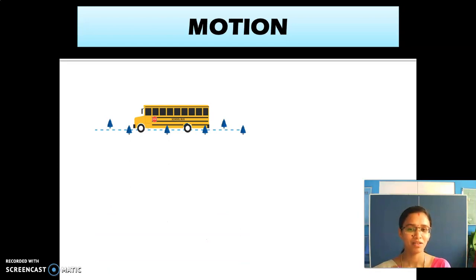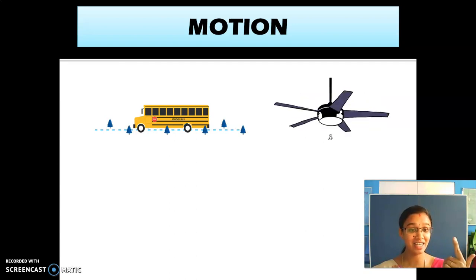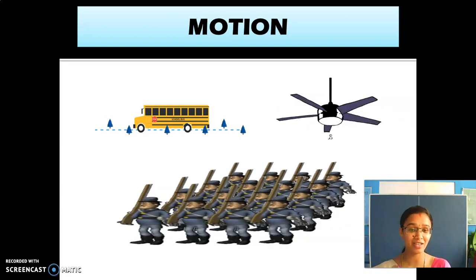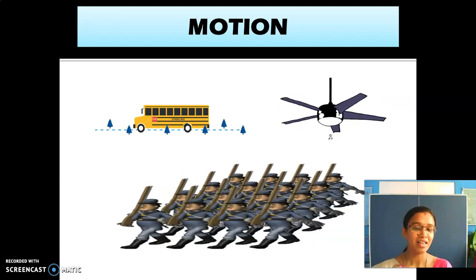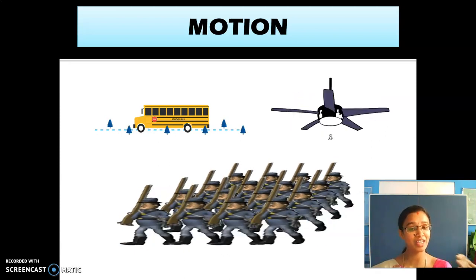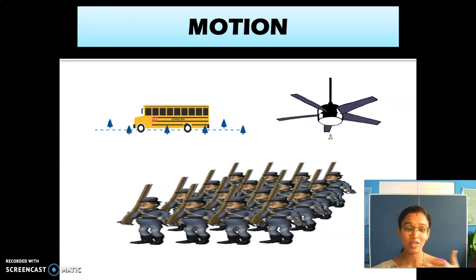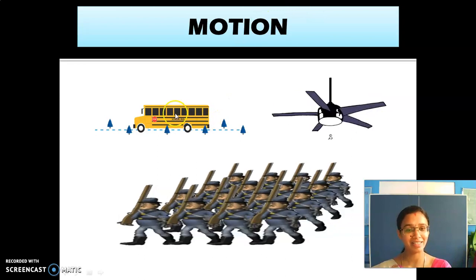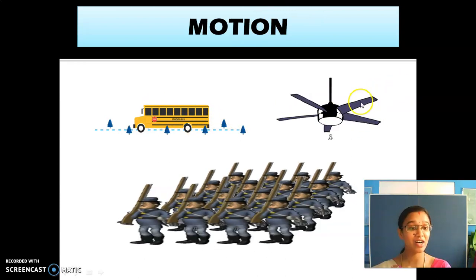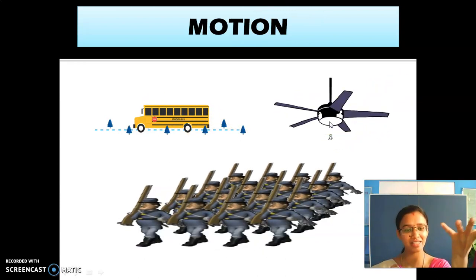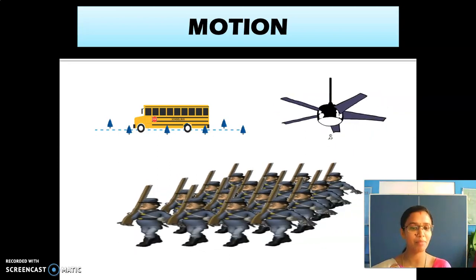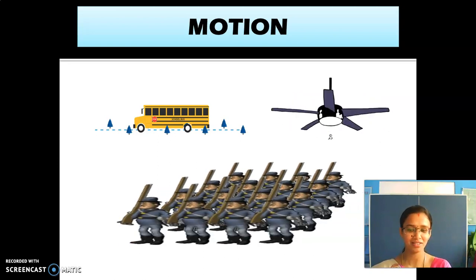See here, the fan is rotating, so it is in motion. The soldiers are marching, so they are in motion. The bus is moving, so it is also in motion. There are different types of motion. The bus is in straight line motion. The fan is in circular motion, rotating in a circle, and the soldiers are having a parade, marching forward.